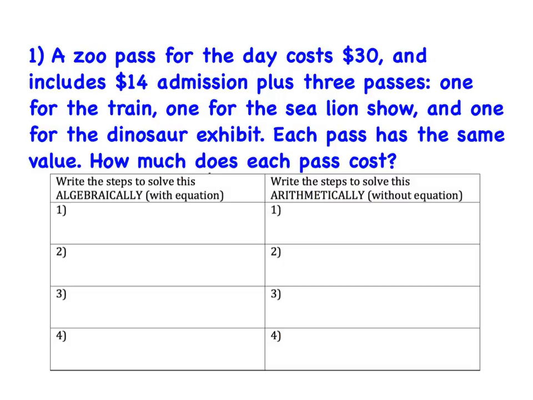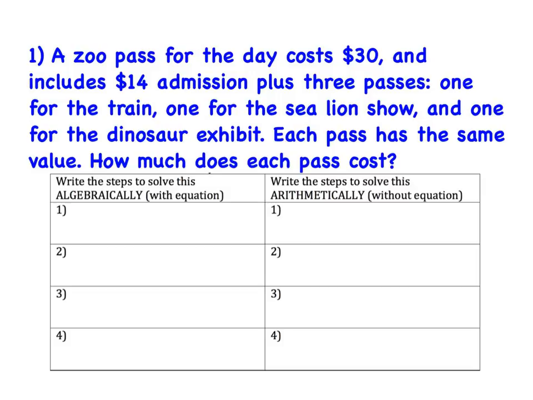All right, our first story problem. A zoo pass for the day costs $30 and includes $14 in admission plus 3 passes, one for the train, one for the sea lion show, and one for the dinosaur exhibit. Each pass has the same value. How much does each pass cost?